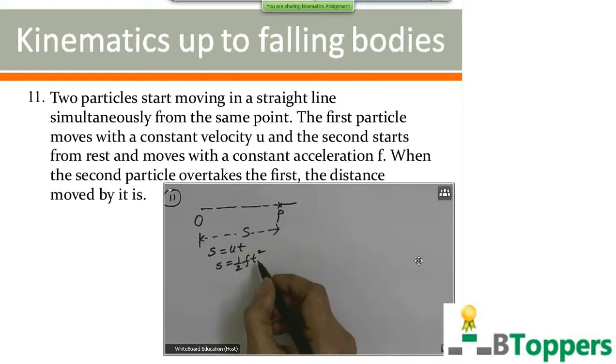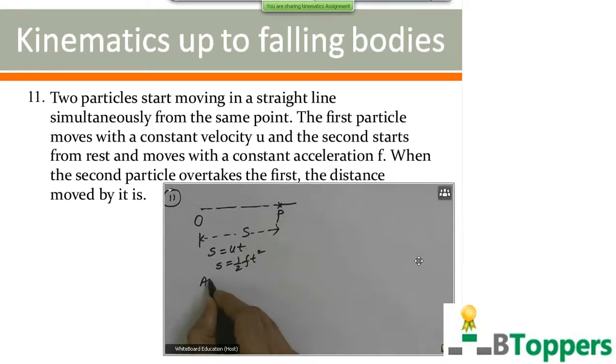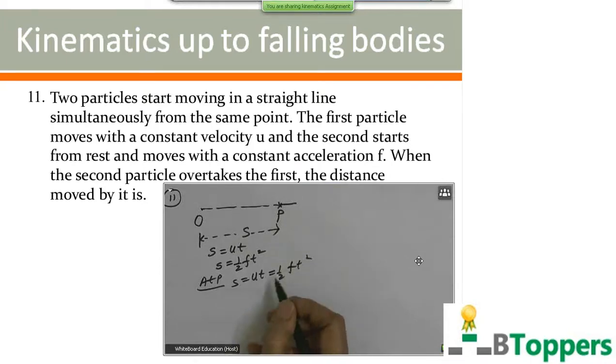The particle starts from rest and moves with constant acceleration. Then you can write displacement s is equal to half at square. Here a equals f for the second particle. That is actually 0 for the first particle. So when they meet each other at the point P, you can write u into t equal to half ft square. From this you get t equal to 2u by f.